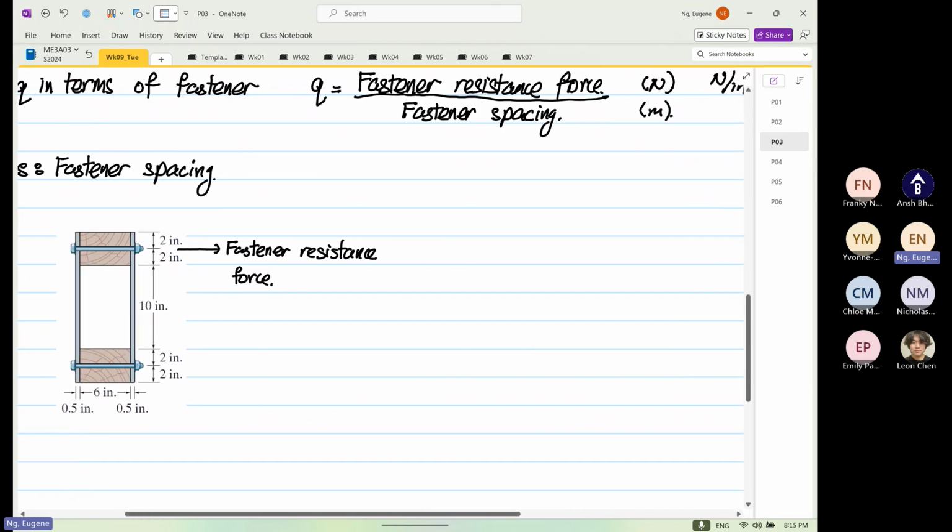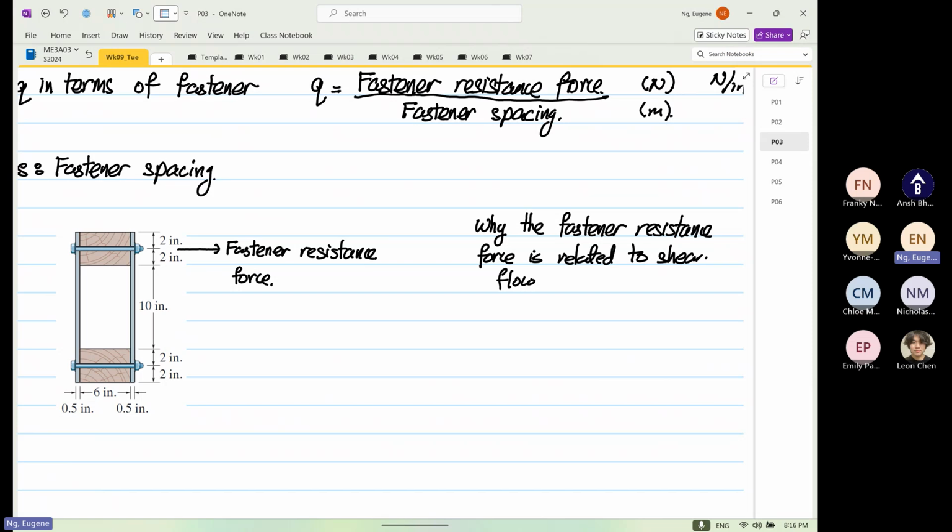The question is why the fastener resistance force is related to shear flow. We usually ask ourselves, how does this work? Because if you look at how the fastener resistance force is applied, you realize that it's 90 degrees from the surface. Yes or no? It's 90 degrees from the surface.